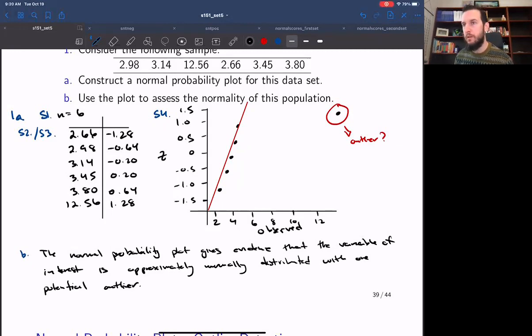Right. Okay, so right up to the wire. Okay, so that's probability plot construction. Again, pretty straightforward. We're just building a scatter plot, and then we're checking to see if the relationship is linear.